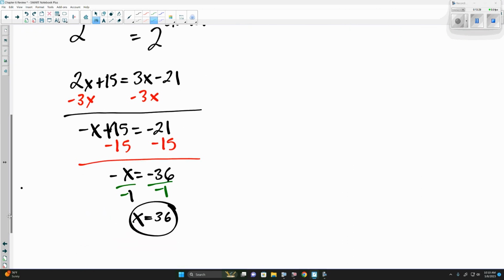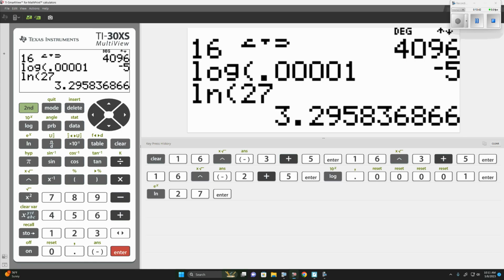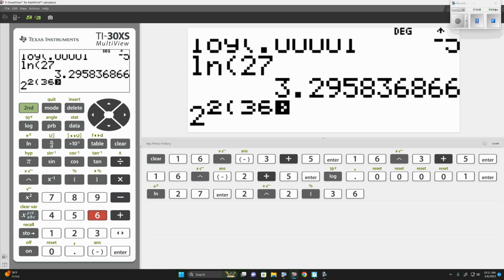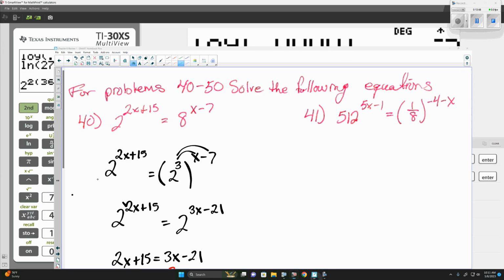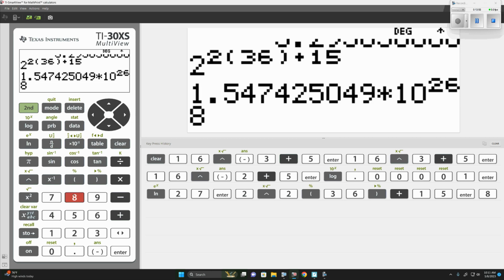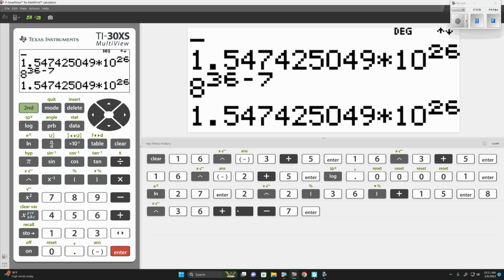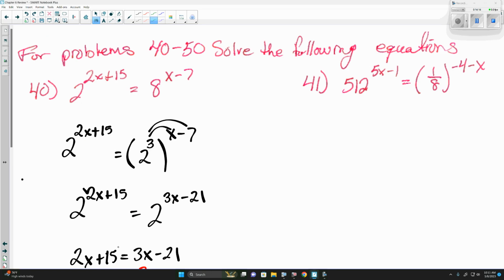Any questions on how we got to this here? Because we can plug it back in at the very top. 2 to the 2 times 36 plus 15. And we get this massively big number. Now we can do 8 to the 36 minus 7. And we see that even though both numbers are massively big, we have the exact same number. So they work out to be the exact same thing. So x equals 36 is the correct answer.